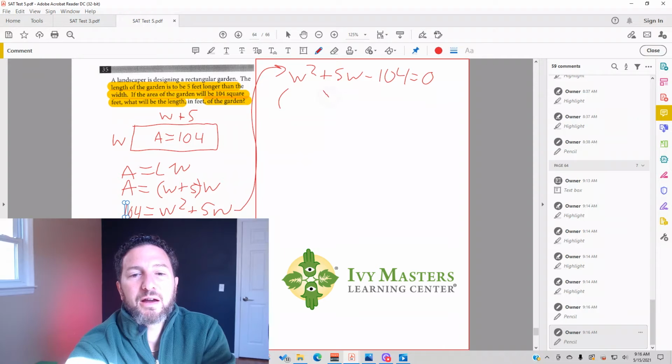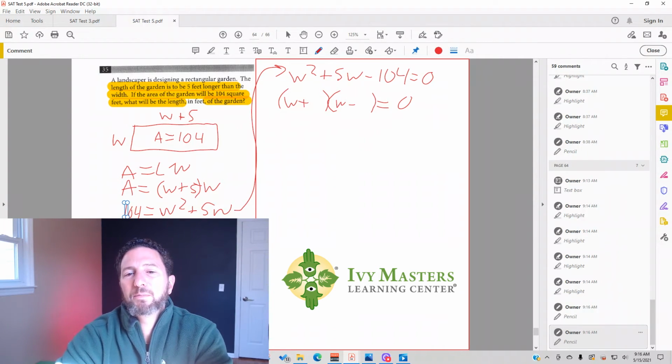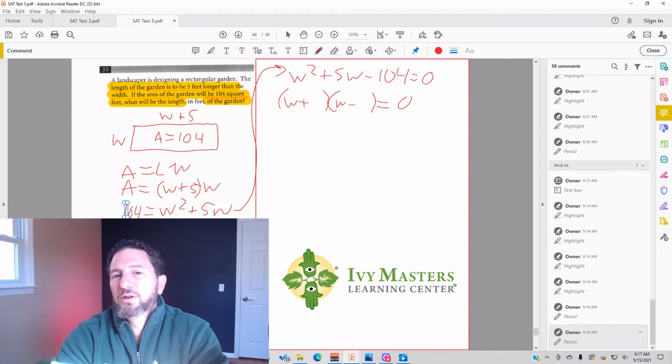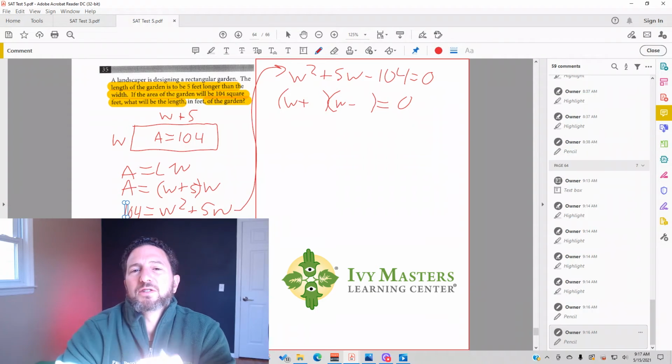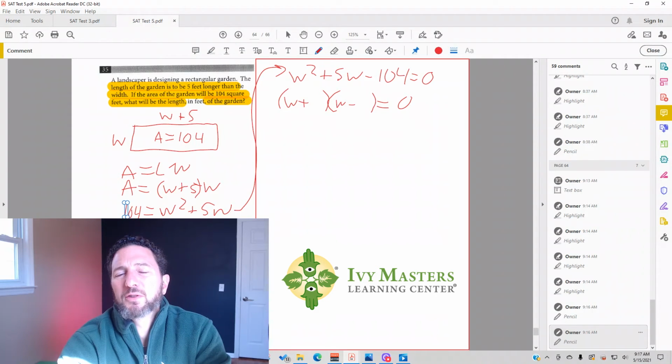Because we know now that we've got a factor like this. We need a W here, a W here. Our signs have to be plus minus because we've got to multiply to get a negative 104 and add to get a positive 5W. And so we know our positive has to be bigger. So one trick that you can do is if you took the square root of 104, it would be a little more than 10. So work from there.